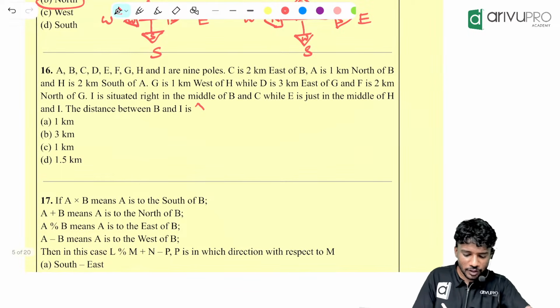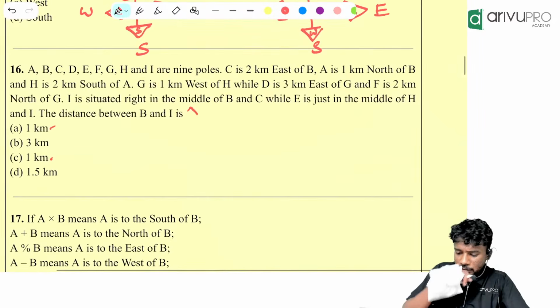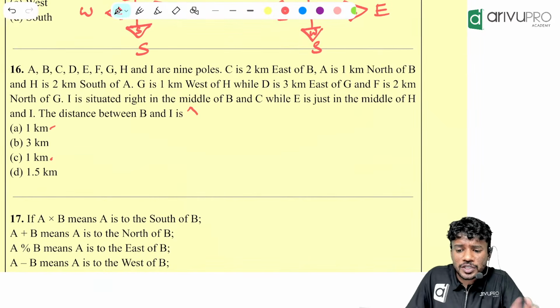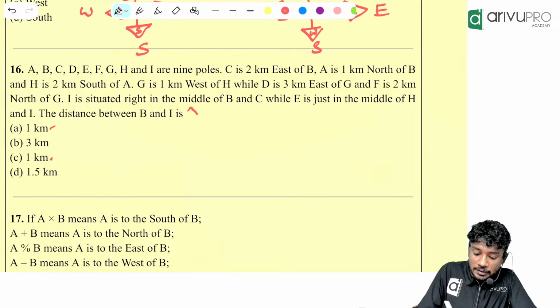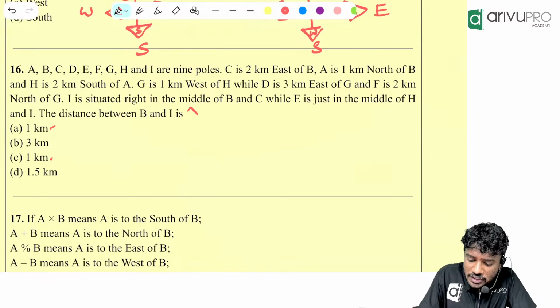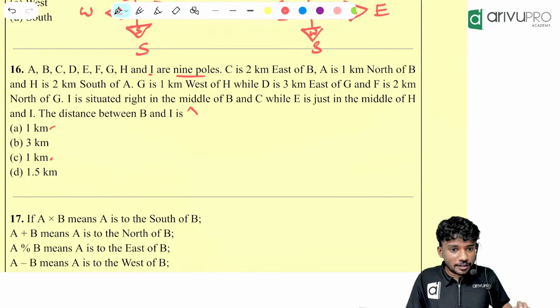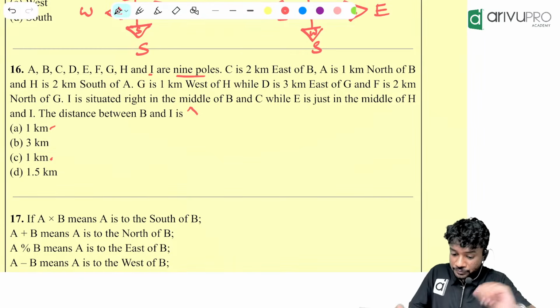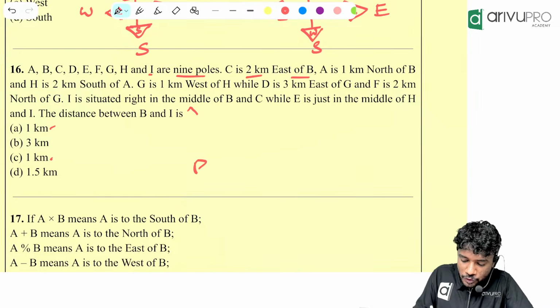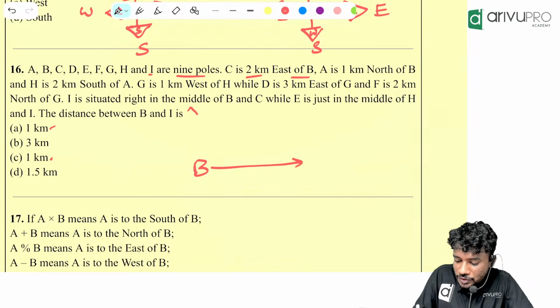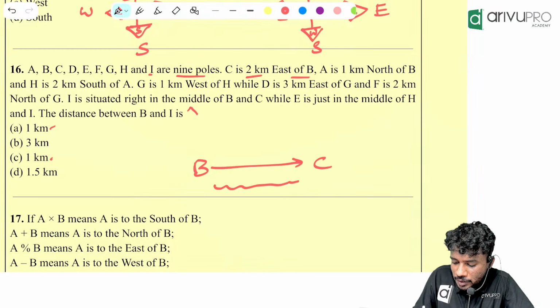Two options are given over here, option A and C. Look here, we have corrected the entire question in our study book. Now look here, there are A, B, C, D, E, F, G, H, I, 9 poles. How many poles are there? 9. C is 2 km east of B. So what is the distance between B and C? 2 km.